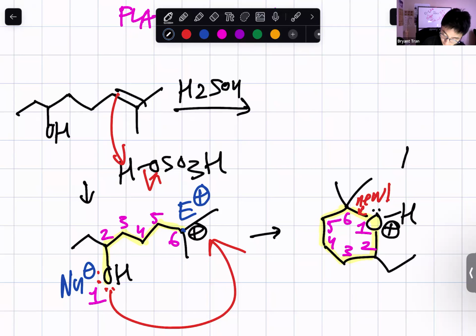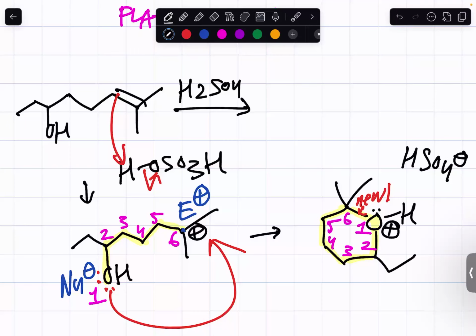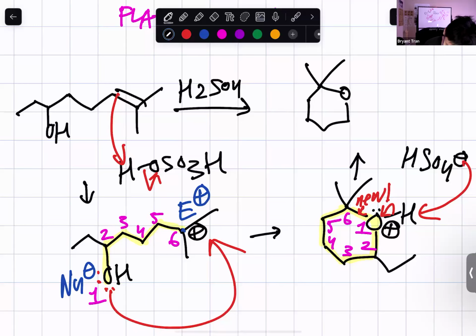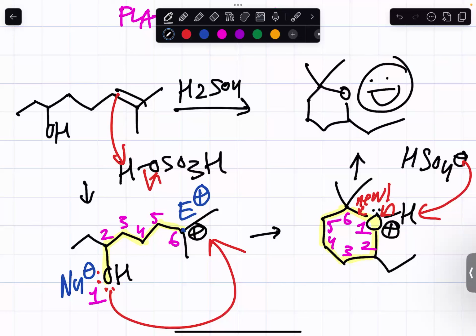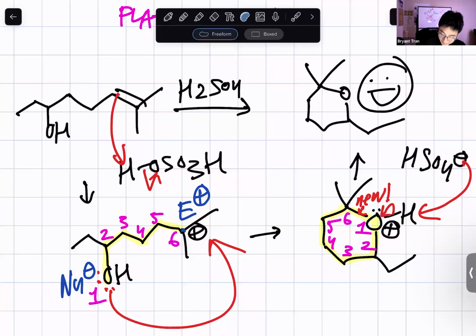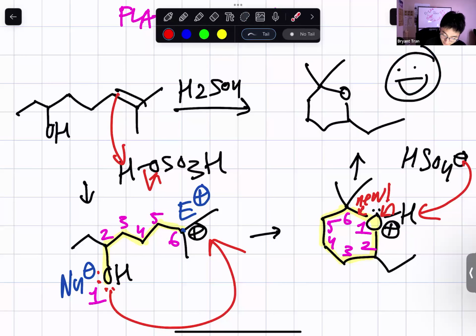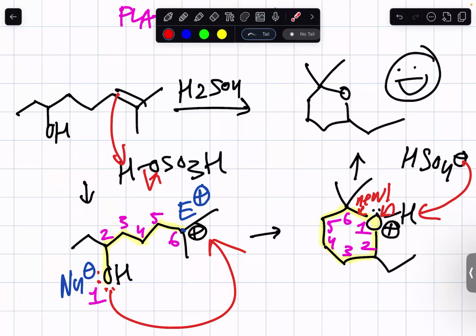Yeah, so then we would have the HSO4 minus. Yep. And then I would grab the hydrogen, and then that bond between oxygen and hydrogen from the ring would kick off the oxygen. Yes. And then make it a neutral charge and stable. And that creates our final cyclic structure. Yes. That's good. That wasn't too bad.